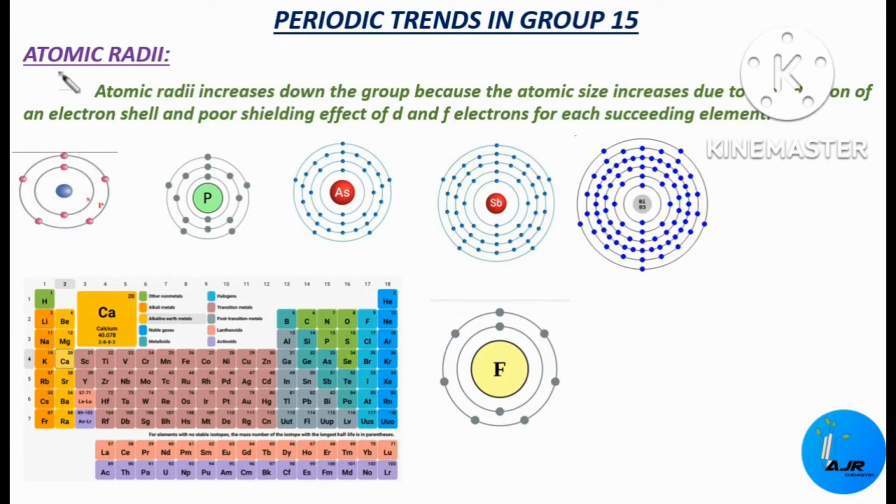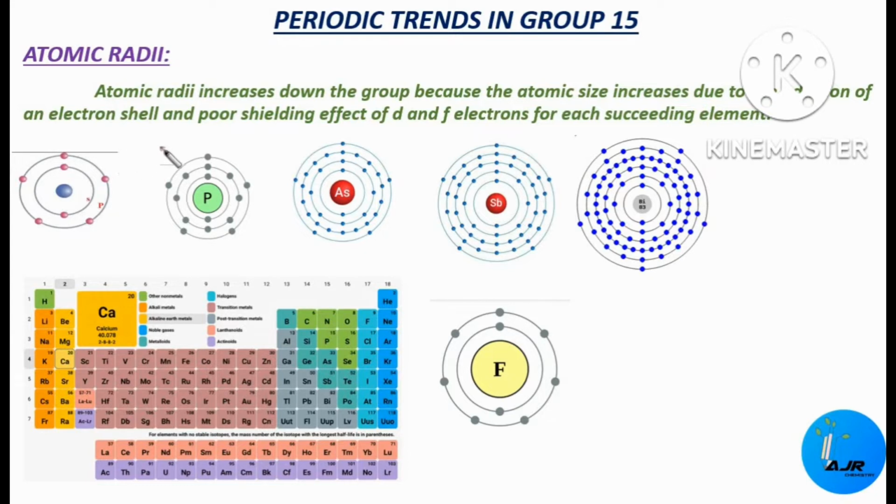Okay students, the first important physical property is atomic radii. So what do you mean by atomic radius actually? It's the distance from the nucleus of an atom to the outermost orbital of the electron. So this is said to be atomic radii.